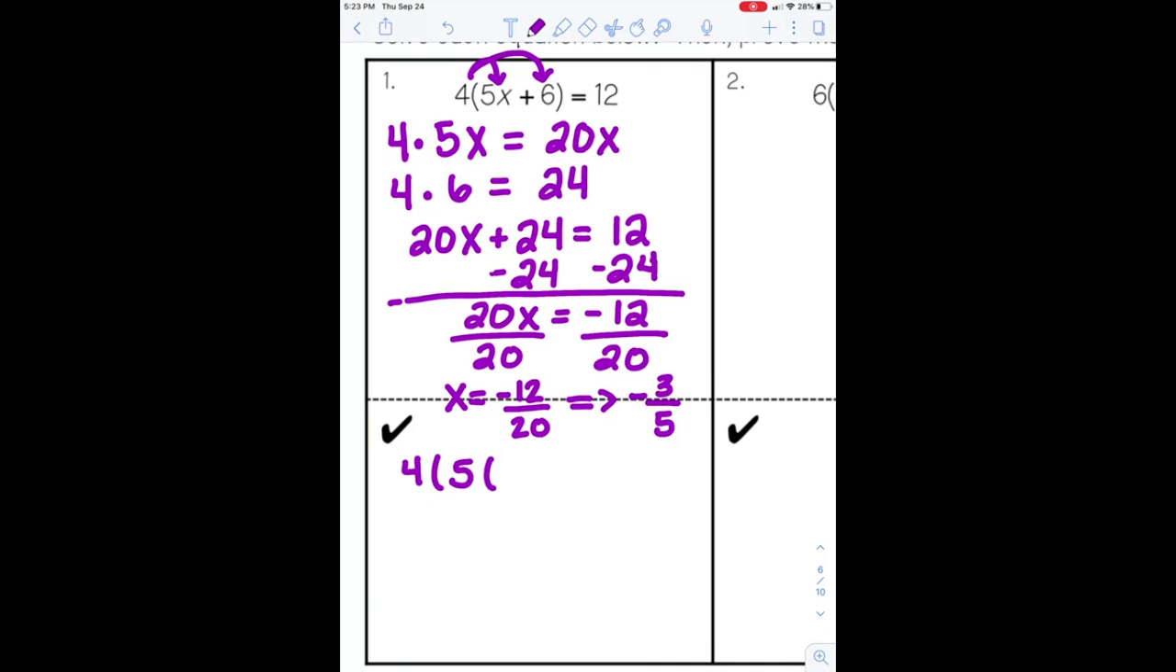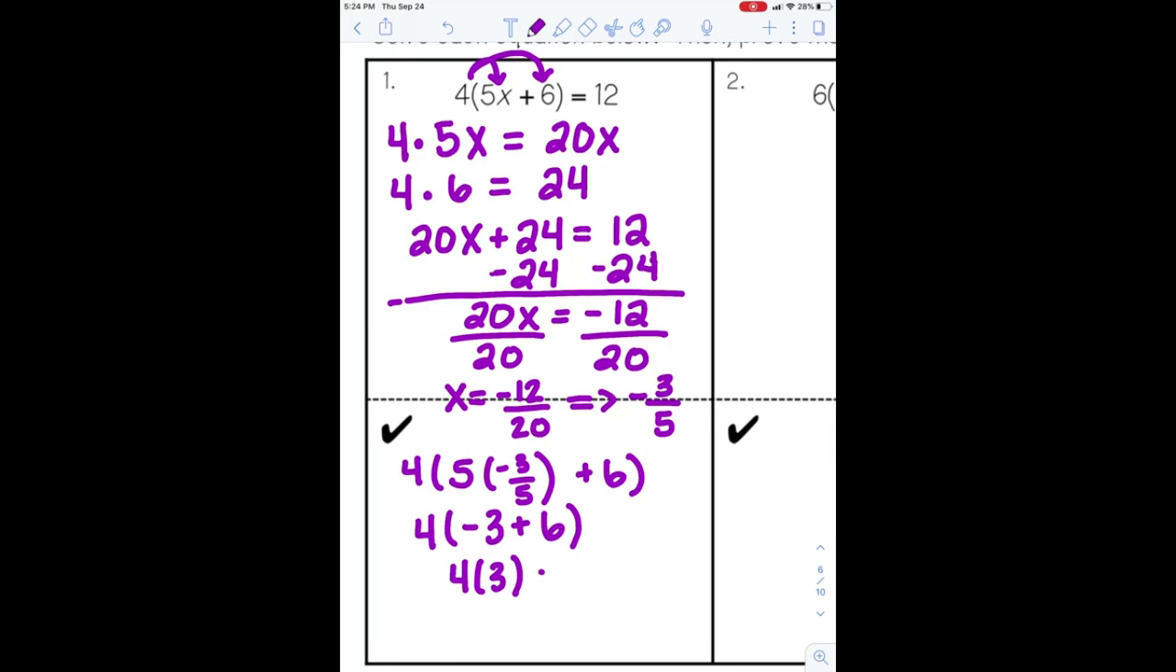So to check my answer, I am going to plug in what I just found for x, and I'm going to solve it and see if I get 12 as my answer. So I'm going to do 4 times 5 times negative 3/5 plus 6. When I do 5 times negative 3/5, that gives me negative 3. And so I've got 4 times negative 3 plus 6. That's going to end up giving me 4 times 3, which we all know is 12.